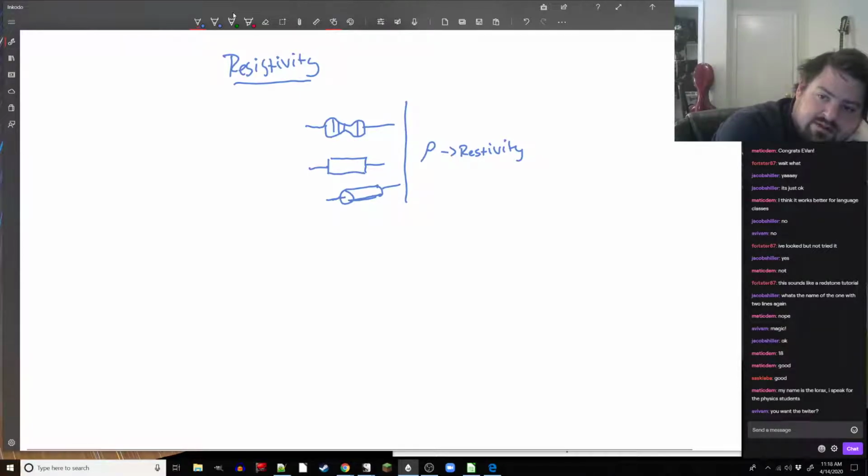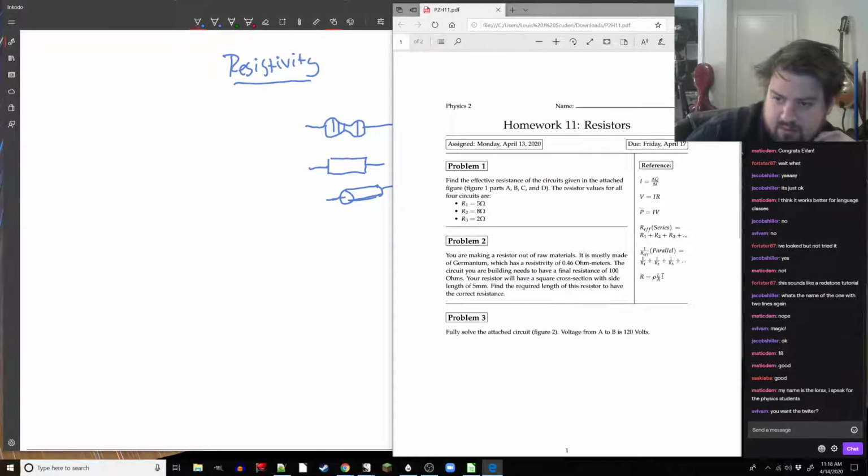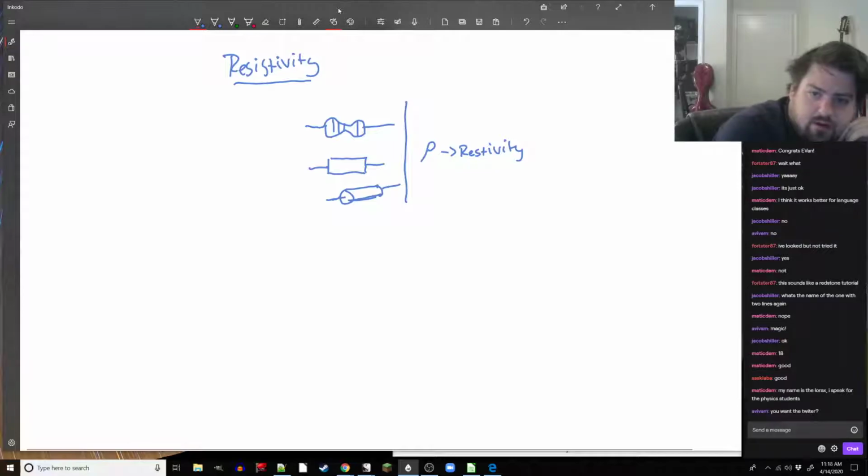And the formula for this is on the homework here, actually. It's on the sidebar here. The resistance of any physical object is given by its resistivity times its length over its cross-sectional surface area. So let's take these two cases, a square cross-section and a circular cross-section. This is like maybe a cube or a rectangular prism, and this is a cylinder.